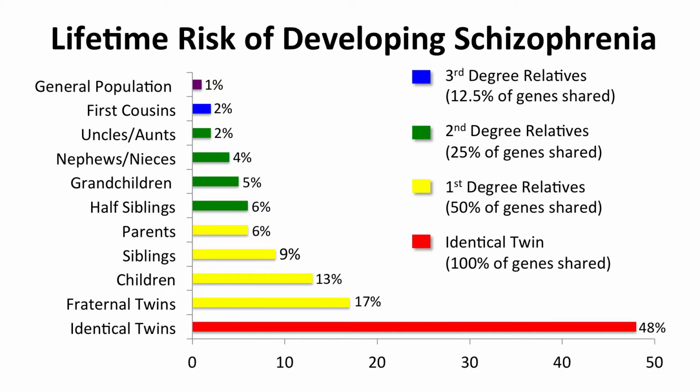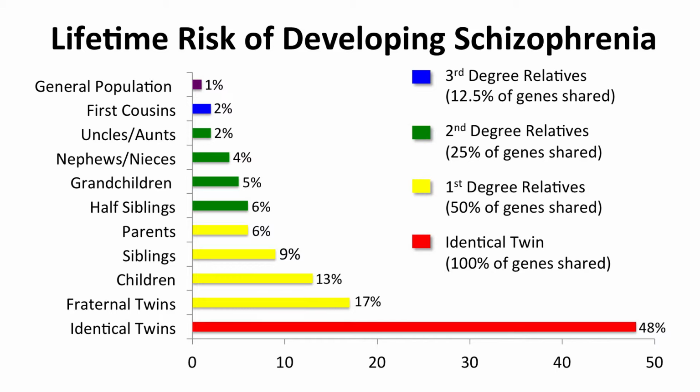Take a look at the red line. The risk is highest for an identical twin of a person with schizophrenia. The identical twin has almost a 50% chance of developing the disorder. Let's look at the yellow lines next. These lines represent first-degree relatives, meaning these people share half their genes. The risk of developing schizophrenia is about 17% for people who have a fraternal twin with the illness, 13% for children who have a parent with the illness, and 9% for people who have a sibling with the illness.